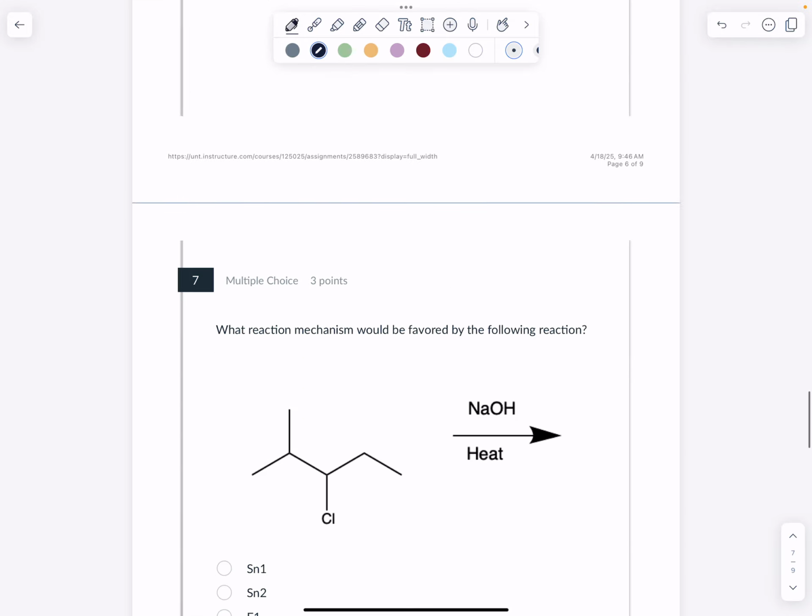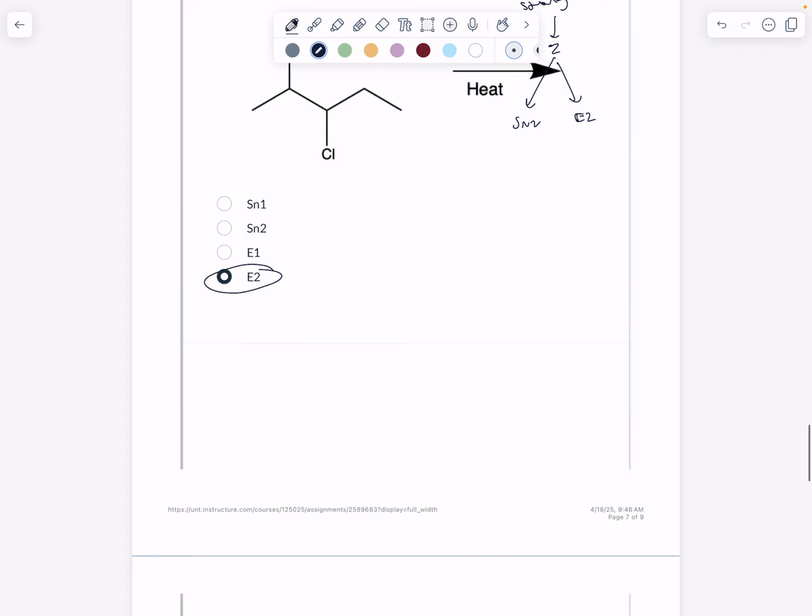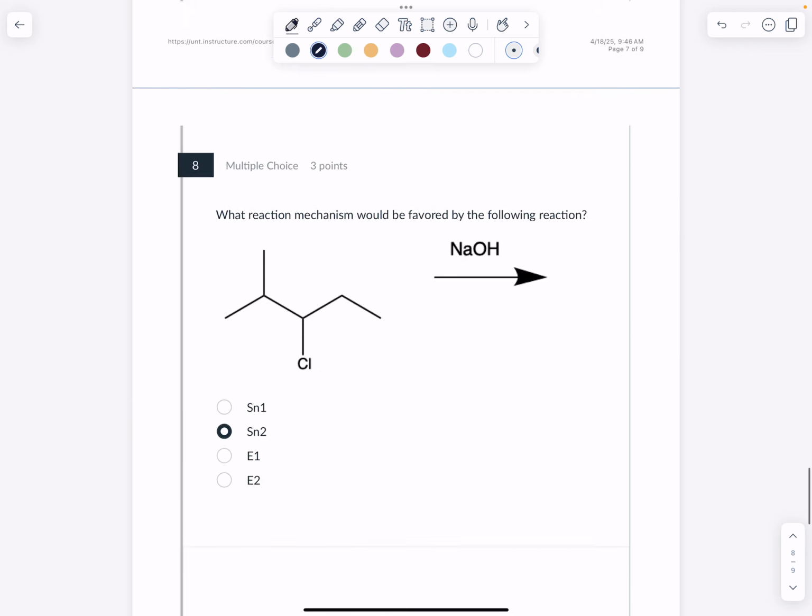Okay. The next question, what reaction mechanism would be favored by the following reaction? Okay, so again, I'm looking at my nucleophile first. It's strong, so it's going to favor SN2 or E2. And of the things that favor E2, heat is a big one, so E2 would be the answer for that. And it also is on a suitable electrophile.